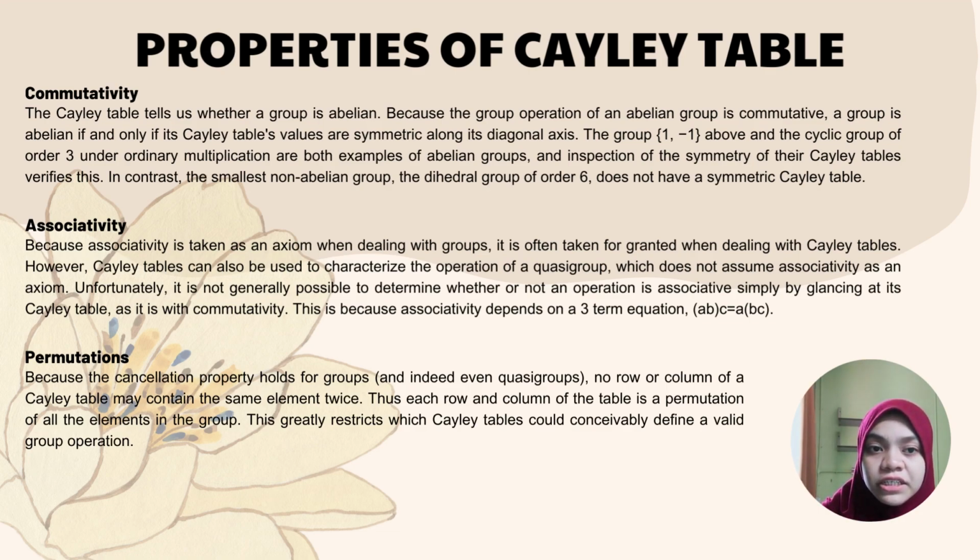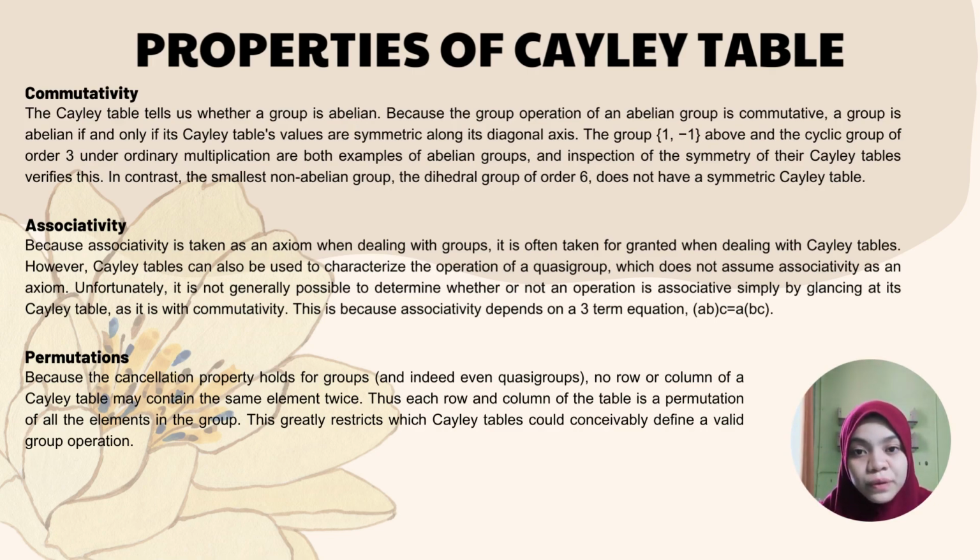Because the cancellation property holds for groups, no row or column of a Cayley table may contain the same element twice. Thus, each row and column of the table is a permutation of all elements in the group. This clearly restricts which Cayley tables could conceivably define a valid group operation.